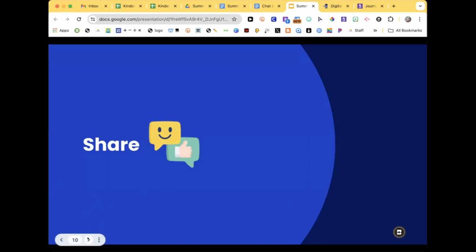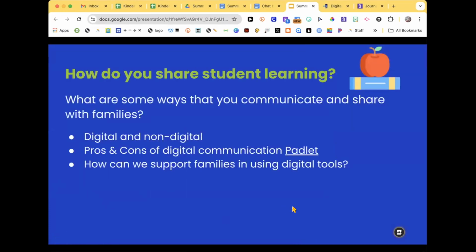So we're going to talk about sharing, and particularly thinking about how we share student learning, but really in kind of a student-centered way. And by that, we mean how are we kind of empowering our students to be the ones that are sharing that thinking, and all the sense making that they're doing in their class.